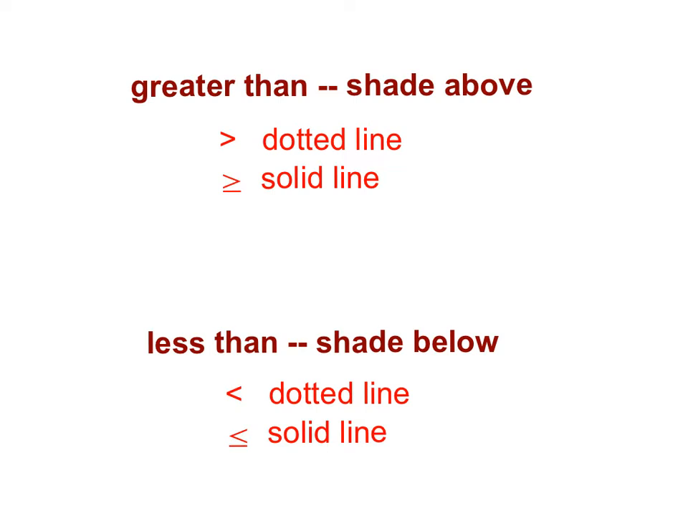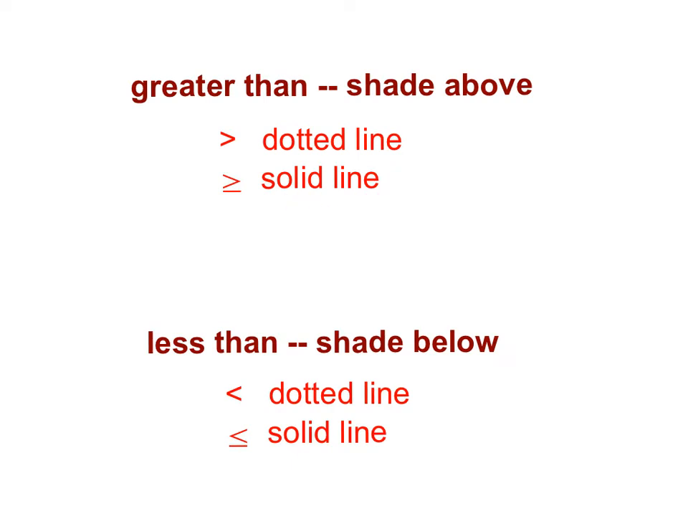So how do you know if you should have a solid or dotted line and if you will be shading above or below? Here's just a little reference we can put in our notes. Anytime that you have a greater than, you are going to shade above. If it's greater than, dotted line. If it's a greater than or equal to, solid line.